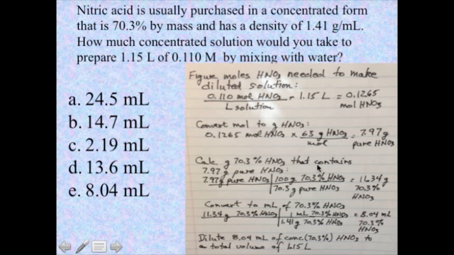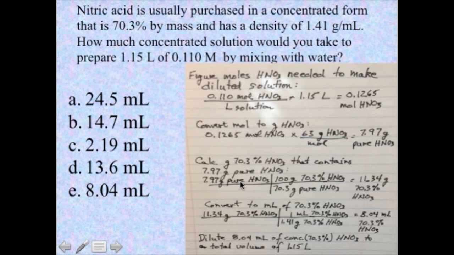But we don't have pure nitric acid. We have 70.3% nitric acid. So we have to calculate the grams of 70.3% nitric acid that contains our desired 7.97 grams pure nitric acid. Do you understand why the units have to be explicit? If you take shortcuts here and don't put a full unit label down, you're denying yourself the roadmap to success.